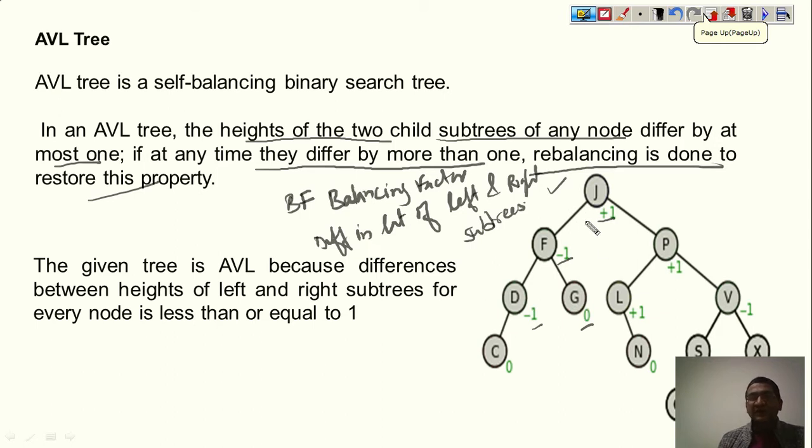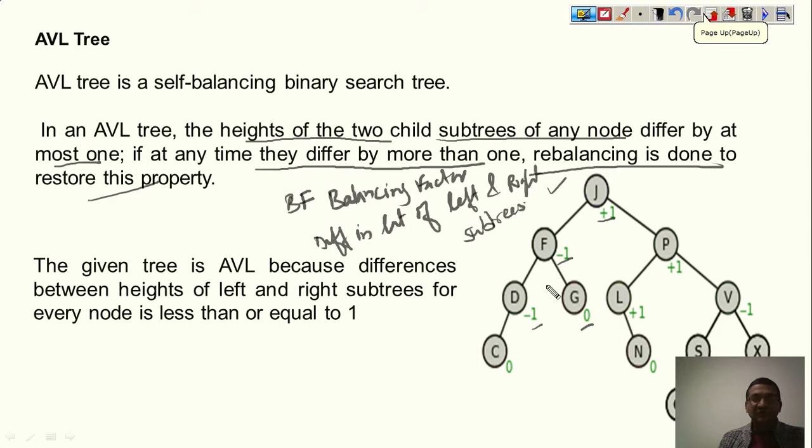Now how to find out this difference? We need to find the difference in the height. Now what is height? Height means the maximum number of edges from the node to the leaf. So if we say the height of the tree, that node will be the root node. You need to find out the height of the root node, and that gives the height of the tree.